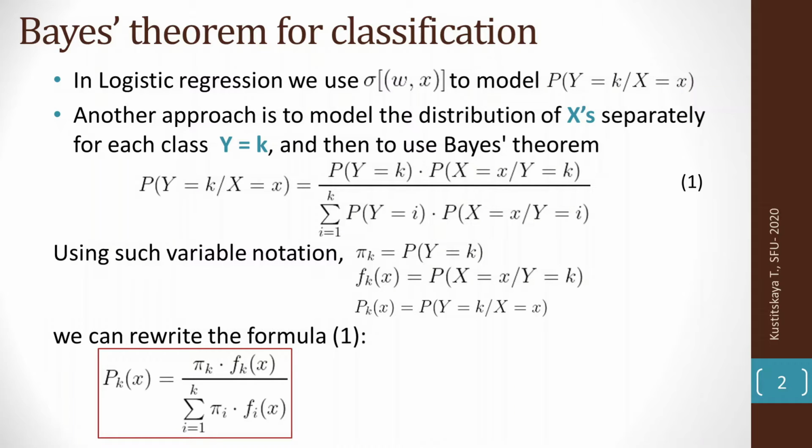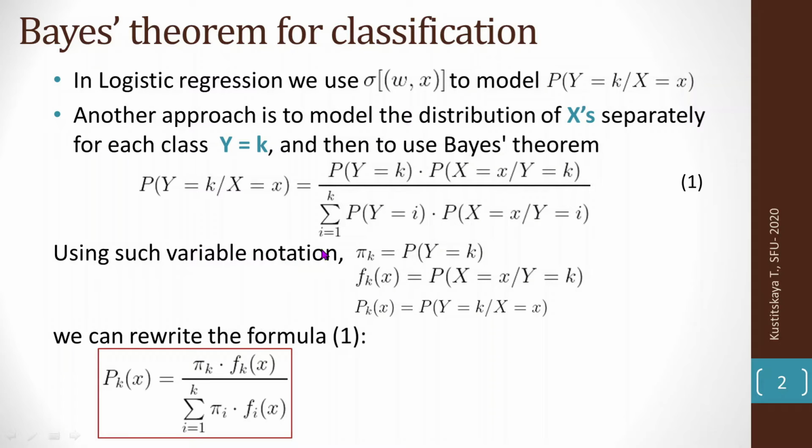In the logistic regression model, we use the sigmoid function to model the probability of belonging to the kth class. Another approach to estimating the probabilities of belonging to the kth class is to model the distribution of the predictors separately for each class K, and then to use Bayes' theorem to obtain estimates of belonging to class K given the value of the predictor equal to small x.